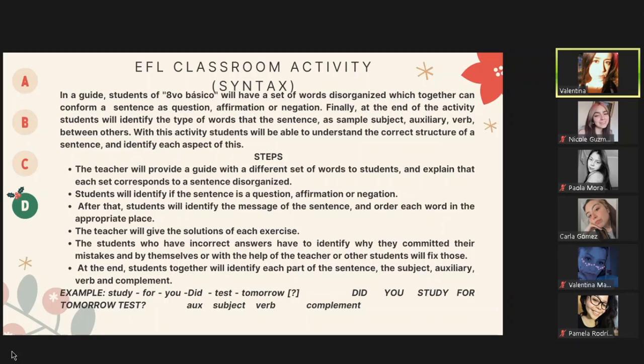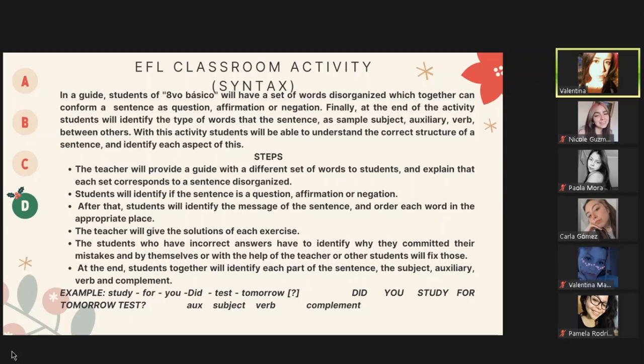First, the teacher will provide a guide with a different set of words to students and explain that each set corresponds to a disorganized sentence. Students will identify if the sentence is a question, affirmation, or negation. After that, students will identify the message of the sentence and order each word in the appropriate place. The teacher will give the solutions to each exercise.